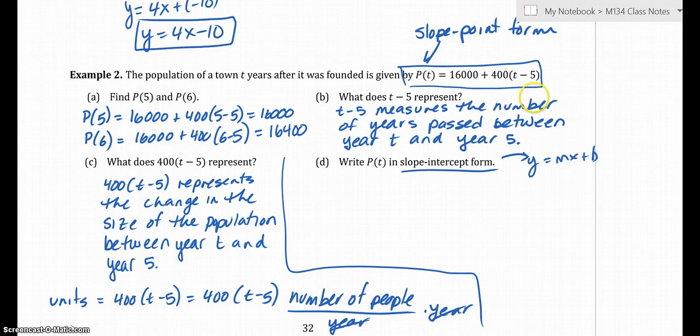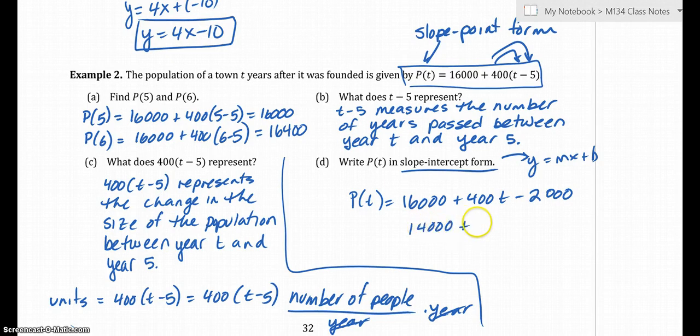So if we want to get it in the slope-intercept form, we just multiply that out. Let's go ahead and do that. So I'm going to take this formula, and I'm going to distribute that and get 400t minus 2,000. Then I'm going to subtract these and get 14,000. So you can see it's actually the population at t equals 0. That is the y-intercept, the initial amount. It tells us that initially, or when t was 0, the population was 14,000.